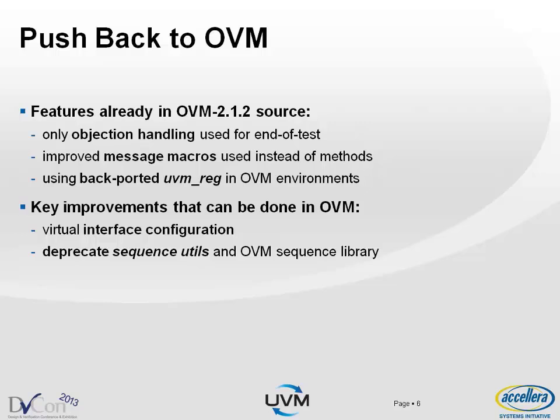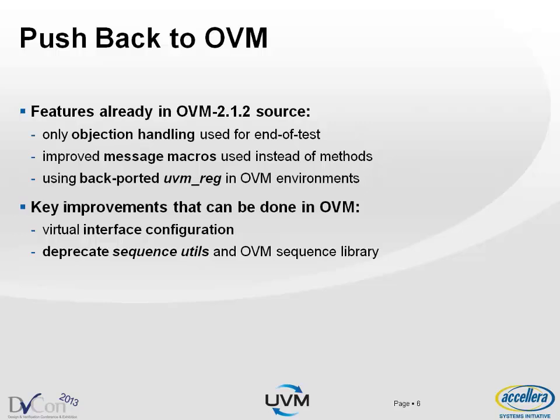We were already using these improved message macros rather than the function calls. They're in OVM 2.1.2, so you can use the OVM versions of them already. And we had already started using the UVM register that was backported to OVM as soon as it became available, whenever that was, 1.5 years ago or something like that. Now, in addition, there's a couple of key improvements. The two main ones I'm going to mention here are the interface configuration. These are key improvements that we can do in OVM to prepare it for UVM. Yeah? The interface configuration and the deprecated sequence utilities, which we've heard about a couple of times today.